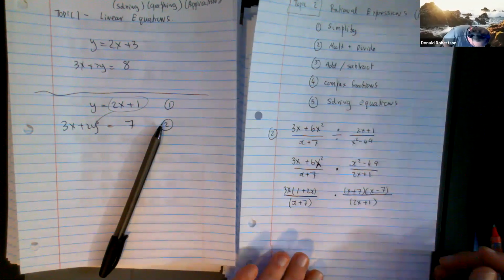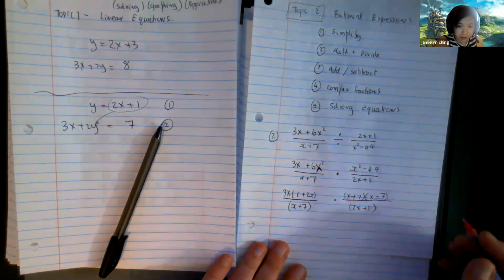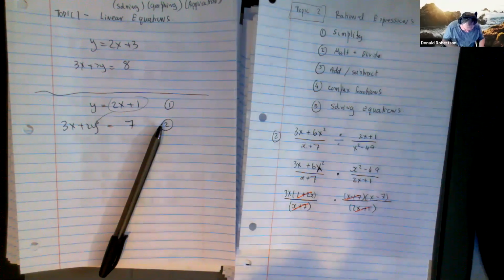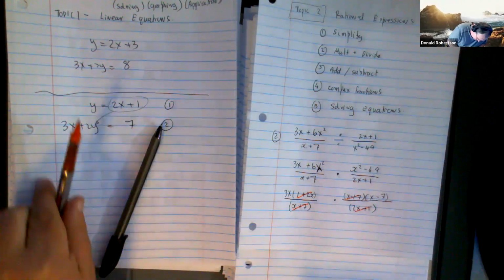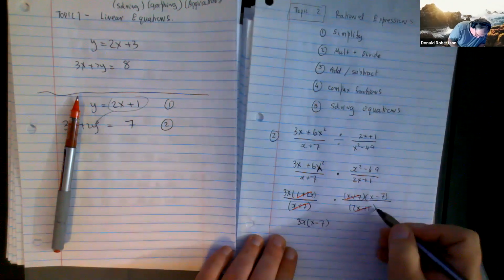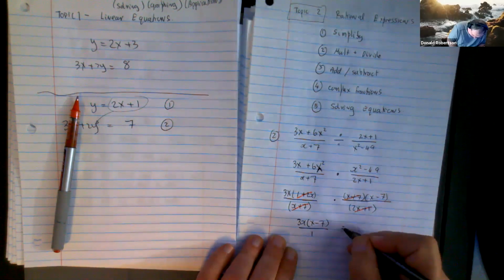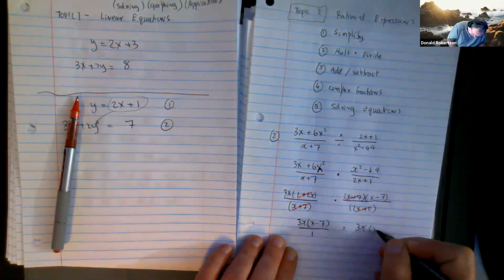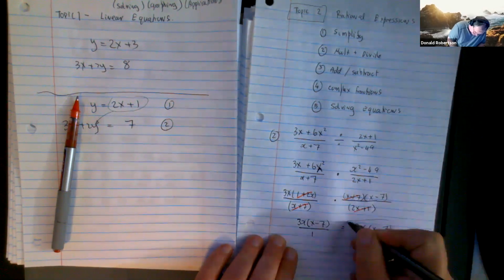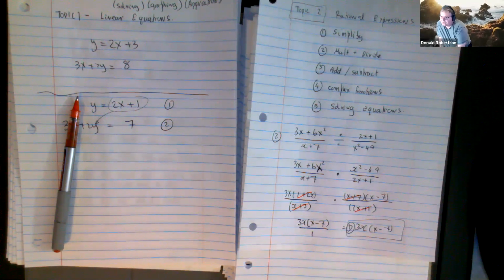Okay, who can you cancel? X plus 7 and 2x plus 1. And in this case, I am left with a 3x and an x minus 7. And technically, everything in the bottom has gone. So I guess technically there's a 1 there, but we don't write fractions with 1 on the bottom. So wouldn't that be the answer, maybe D, in the multiple choice question?